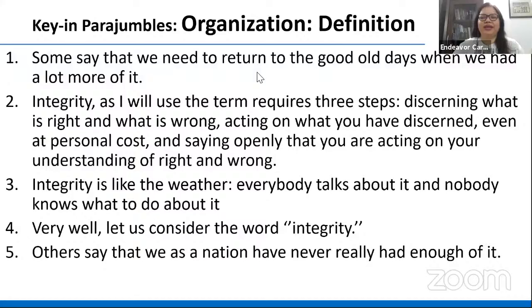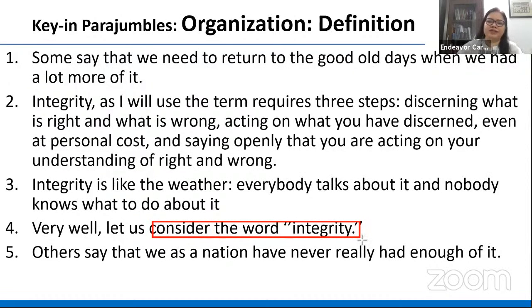Okay, let's take a look at it. As I told you, I'm not giving you a lot of time because we can look at more questions that way. Now, why is this a parajumble for a paragraph of definition? Because it starts with this idea: let's consider the word integrity. When do you say let's consider this? Consider this when you're explaining something, when you set out to explain something.